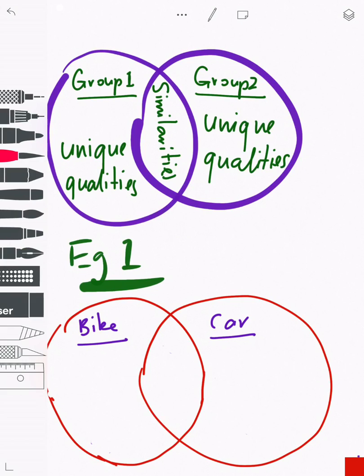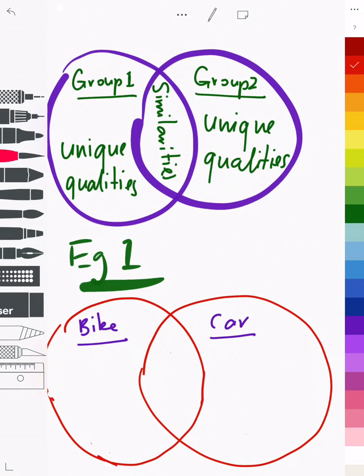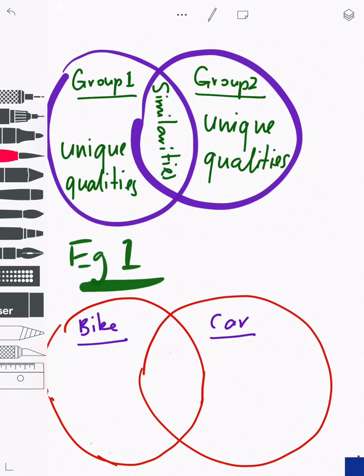Now, a Venn diagram is made up of two or more circles. They can have multiple circles, and they normally overlap each other. Now, they don't always overlap each other, but here we can see that the first section, where it says group 1, shows me the unique qualities of group 1. And the last section, which is group 2, shows me the unique qualities of group 2. And in the middle, the section that overlaps both of the circles shows me the similarities that both of them share.